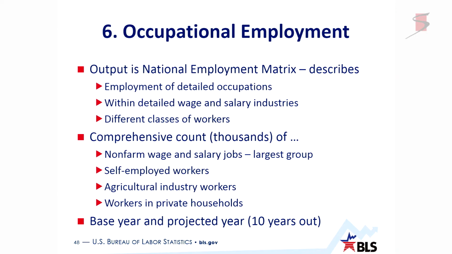So now for the final step, occupational employment. From this, we publish a national employment matrix, which describes the number of jobs in detailed occupations and within detailed wage and salary industries and for different classes of workers. So we get a count in thousands of the non-farm wage and salary, which is the largest group, self-employed, agricultural, and those working in private households.